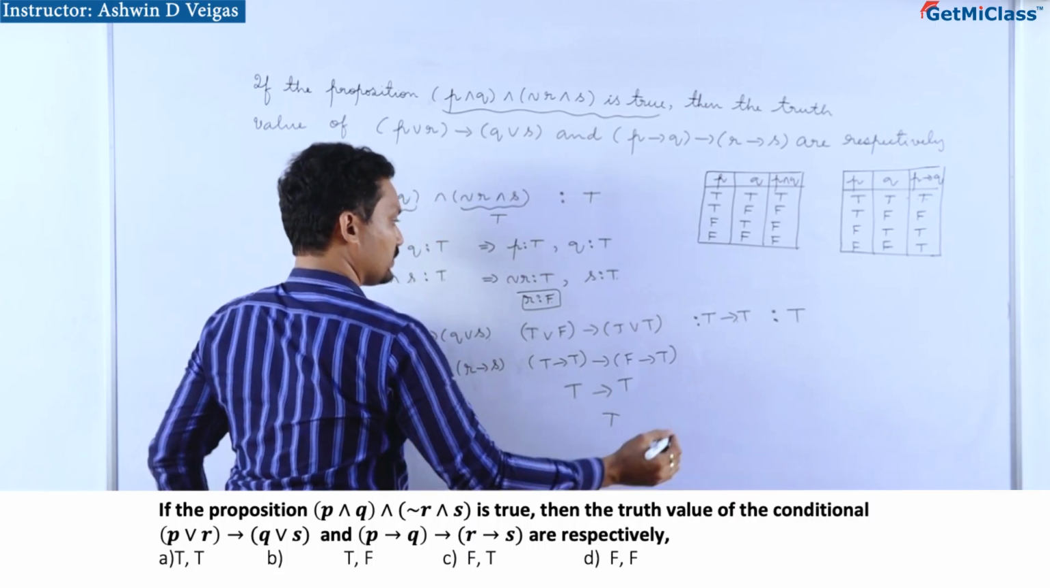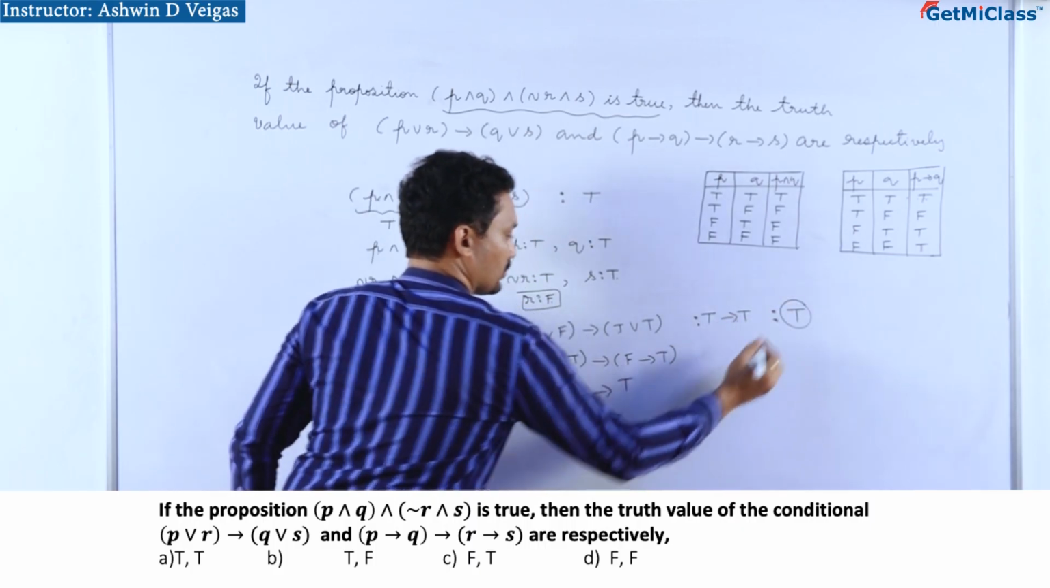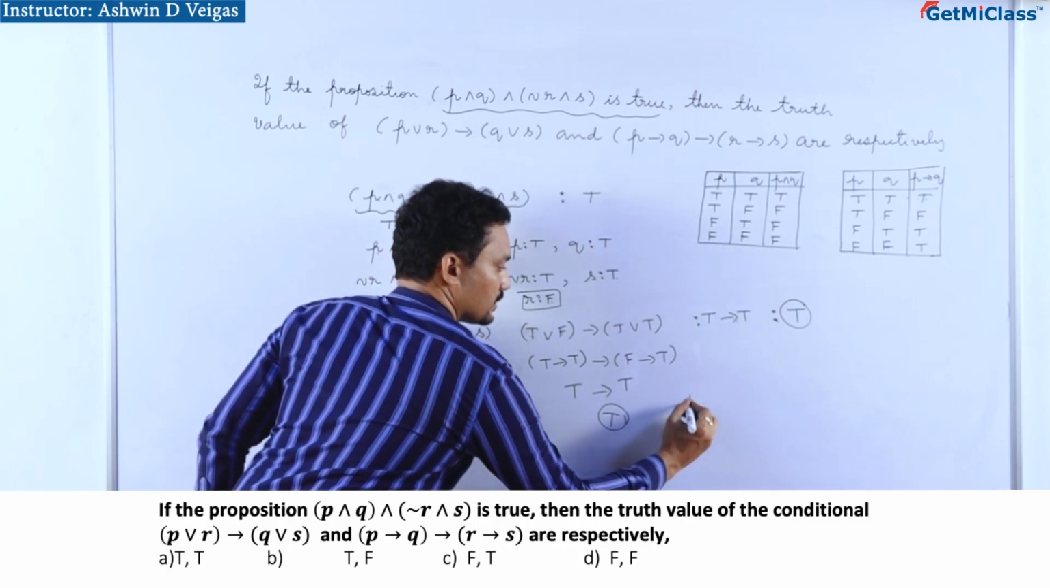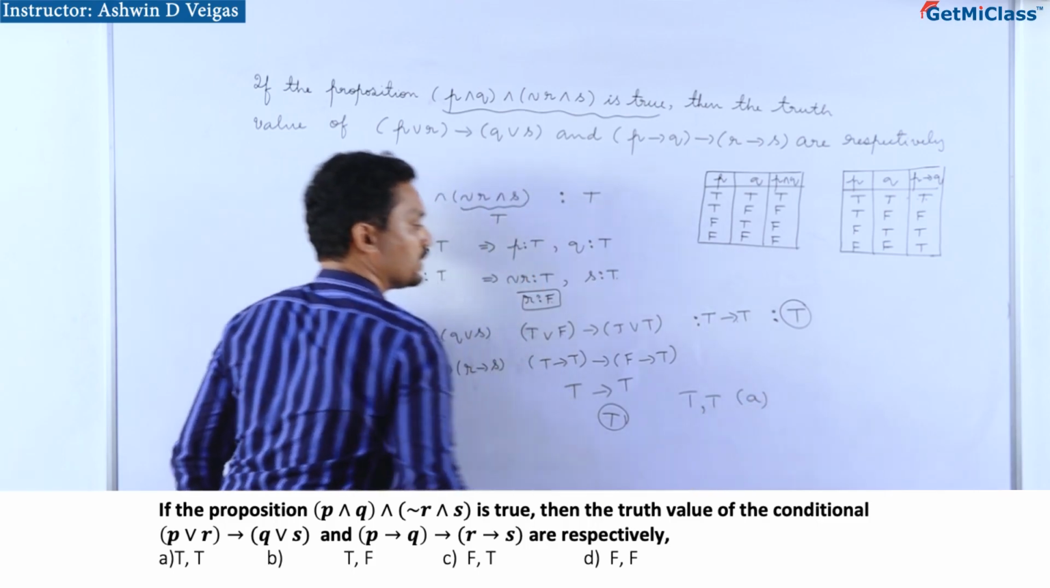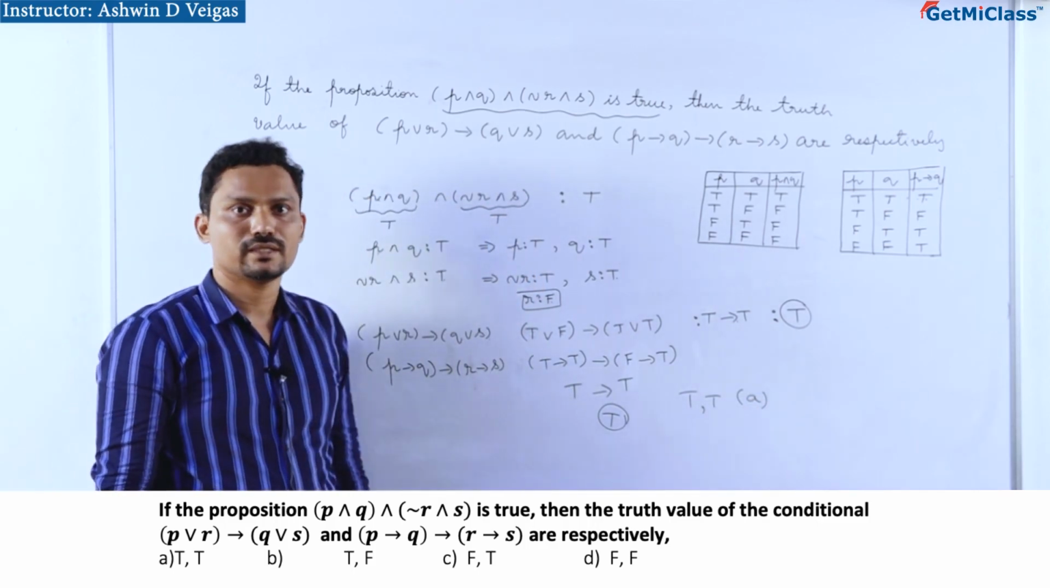Therefore, the answer is true and true. So, the answer is T and T. Now, this is found in option A. So, therefore, option A is the answer.